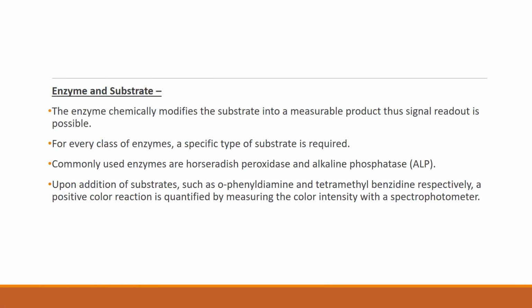Enzyme and substrates. The enzyme chemically modifies the substrate into a measurable product, thus signal readout is possible. For every class of enzyme, a specific type of substrate is required. Commonly used enzymes are horseradish peroxidase and alkaline phosphatase. Upon addition of substrates such as O-phenylenediamine and tetramethylbenzidine, respectively, a positive color reaction is quantified by measuring the color intensity with a spectrophotometer.